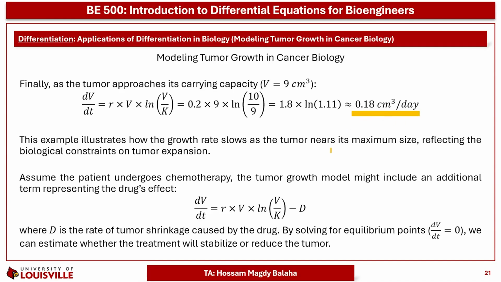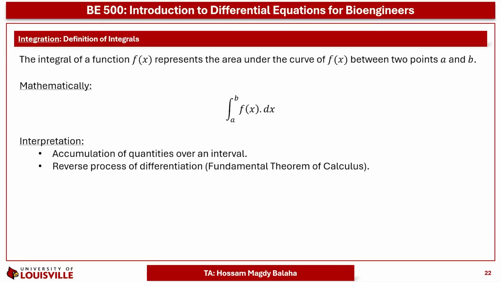From that, we can update the equation to assume that the patient got chemotherapy, which is D, which reflects the rate of tumor shrinkage caused by a certain drug. So there's the increase, and there's a decrease by the drug or the chemotherapy. By solving this equation numerically or using any programming language, we can estimate whether the treatment will stabilize or reduce the tumor. So by dealing with these applications, such as bacterial growth, modeling tumor growth, or the dynamics of a population, we can understand the meaning of differentiation in these cases. So differentiation is not just mathematical equations, but it's engaged in different applications in our real-world life.